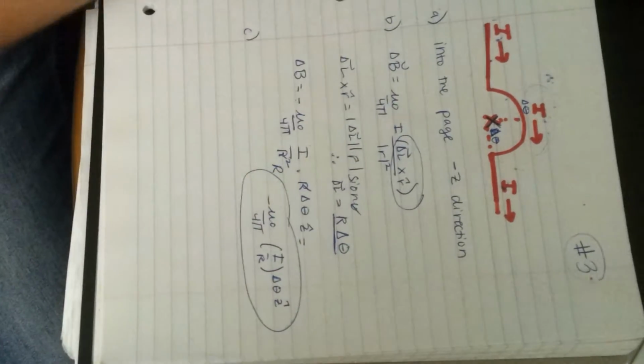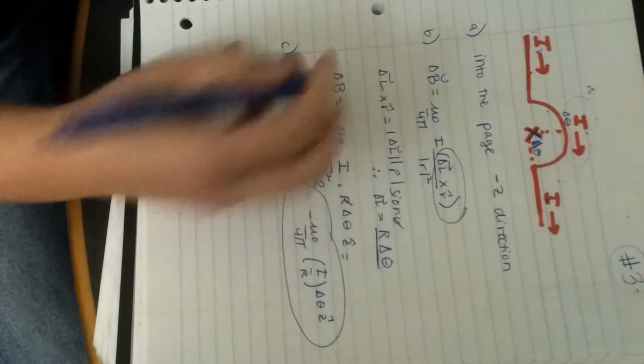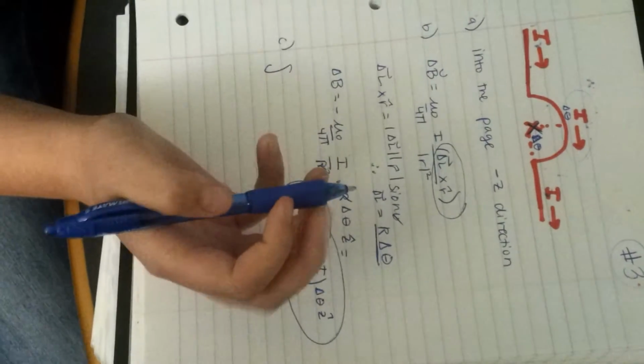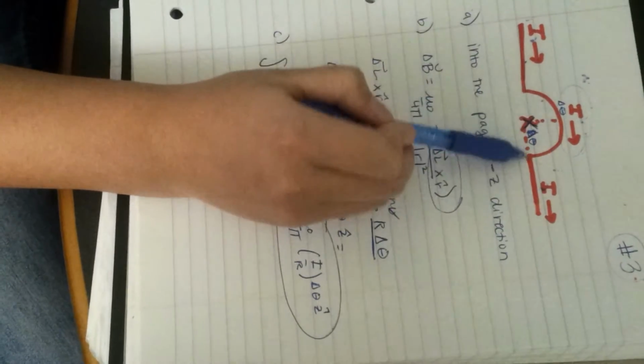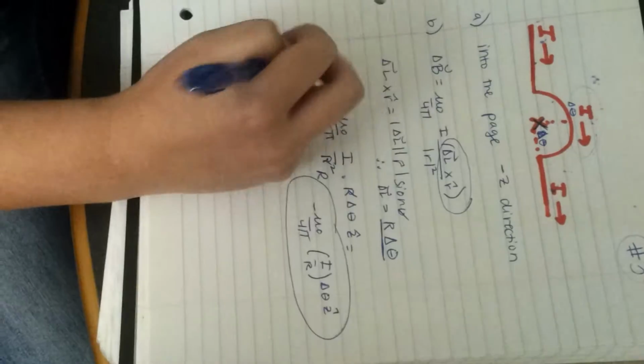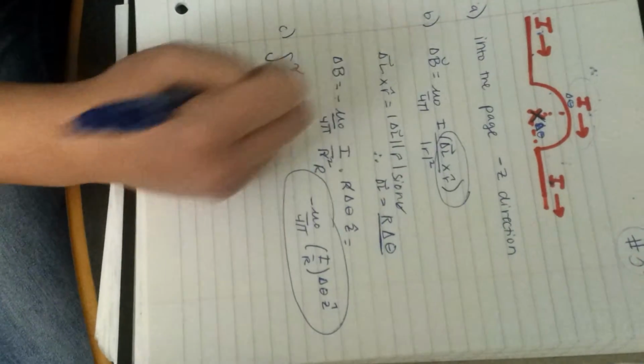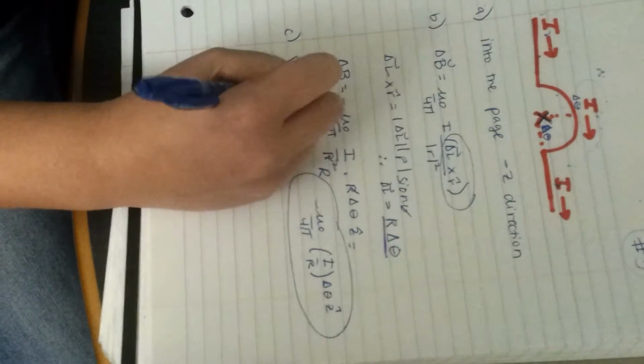So moving on to part C, we're asked to integrate, and this is what it's given you. It's only half of a circle, so you go from 0 to pi instead of 0 to 2 pi. And we're just going to copy down our old expression.